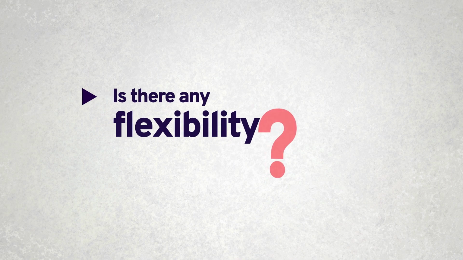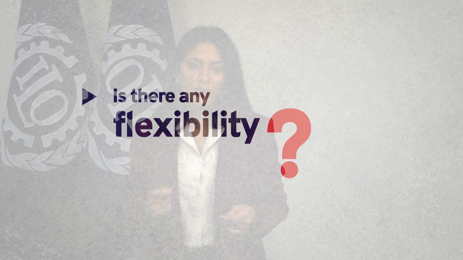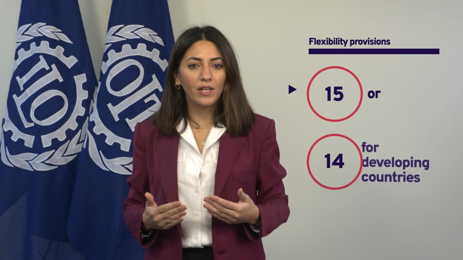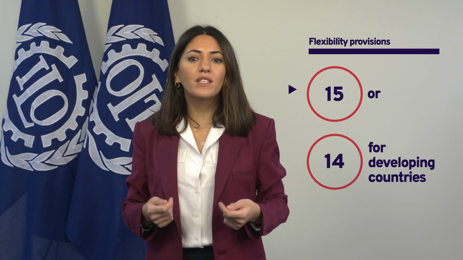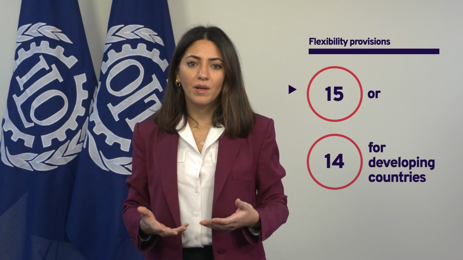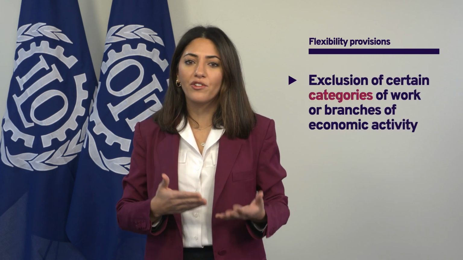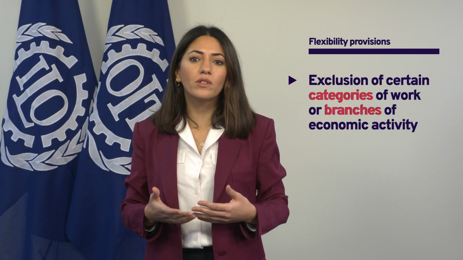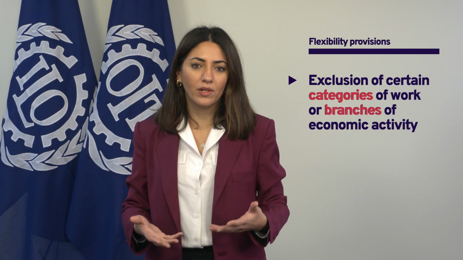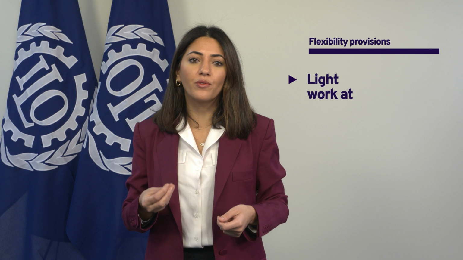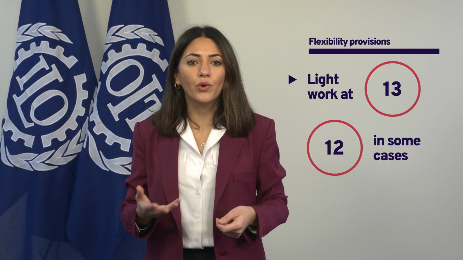Convention 138 also contains what we call flexibility provisions in recognition of countries' varying levels of development. For example, we said that developing countries have the option of setting the minimum age for employment or work at 14. This is one of the convention's flexible provisions, but there are others. For example, developing countries can also exclude some branches of economic activity, but not sectors such as mining, construction, and commercial agriculture.